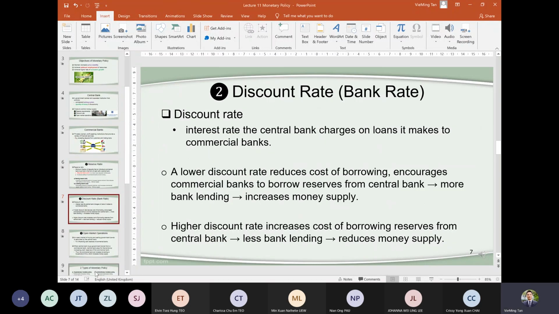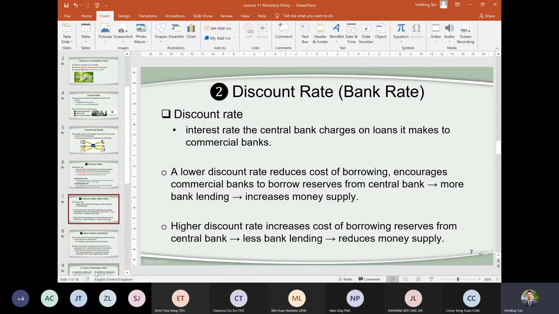The second tool that can be used by the central bank to control the money supply is called the discount rate. Sometimes it's also called the bank rate. Actually, this is an interest rate charged by the central bank to the commercial bank when the commercial bank borrows money from the central bank.